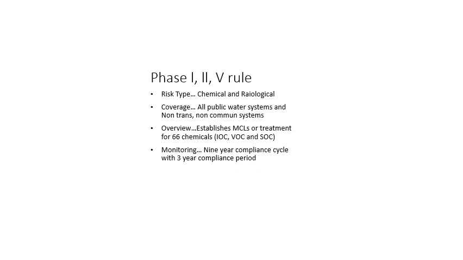Phase 1, 2, and 5 rule. The risk type is chemical and radiological. Coverage: all public water systems and non-transient non-community systems. The overview is that it establishes MCLs or treatment for 66 chemicals, including inorganic chemicals and volatile organic chemicals. Monitoring is a 9-year compliance cycle with 3-year compliance periods.